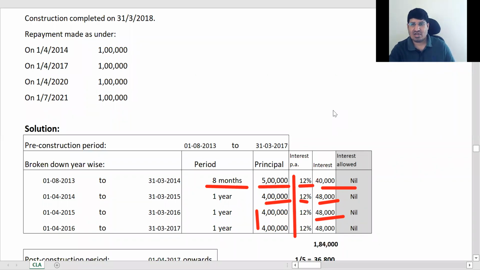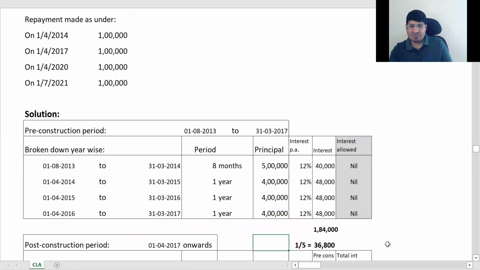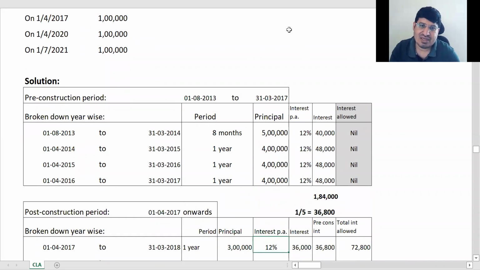ठीक है। लास्ट में एक देखिए मैंने ग्रे कॉलम बताया आपको, interest allowed, that is nil because the pre-construction interest is allowed only in the post-construction period, correct? ठीक है, 1/5 is allowed, लेकिन इस ईयर में आपको 13-14 में अलाउड है क्या कुछ, 14-15 में अलाउड है क्या? No. That's why interest allowed in the current year is nil, but this will get accumulated. ये चारों का आप टोटल करेंगे तो 184 you will get. Okay, and just divide it by 5 and see if you are getting the same figures as me. Divide by 5, you should get 36,800.